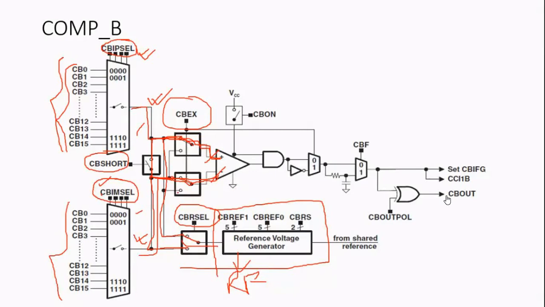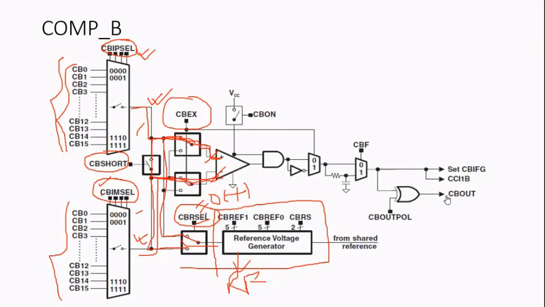If the CBRSEL bit is 0, it means that you are providing the reference voltage at the positive terminal. If the CBRSEL bit is 1, it means that you are providing it to the negative terminal. So wherever you want to provide the reference voltage at the comparator input, with the help of the CBRSEL bit, you can provide it to any terminal.